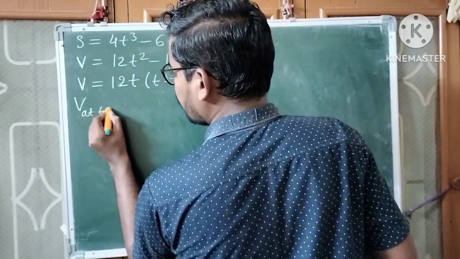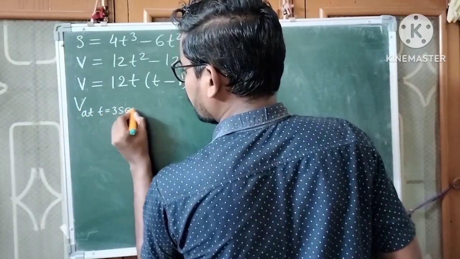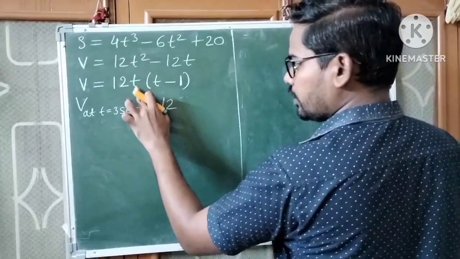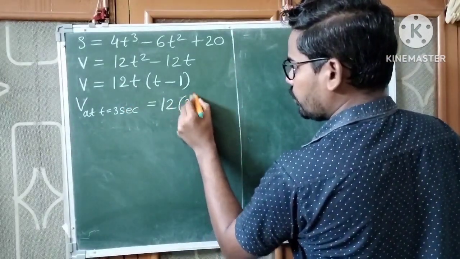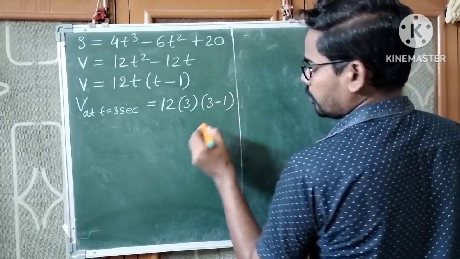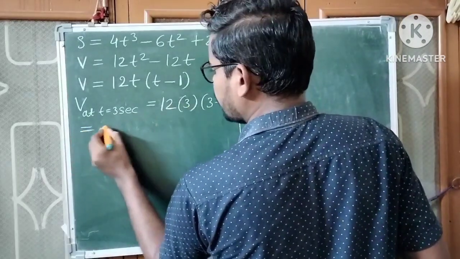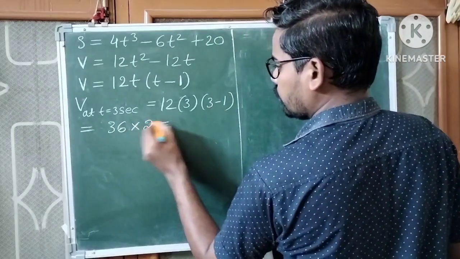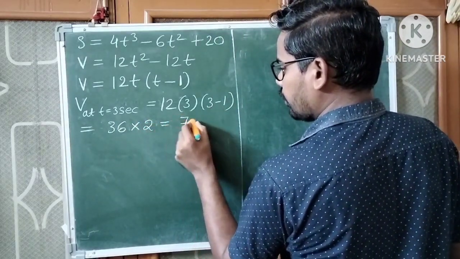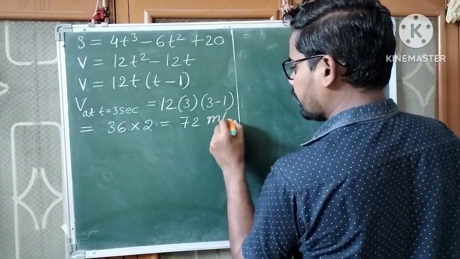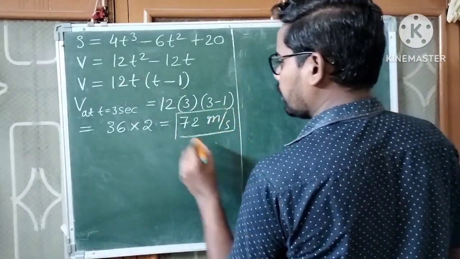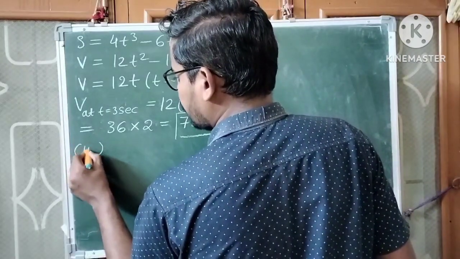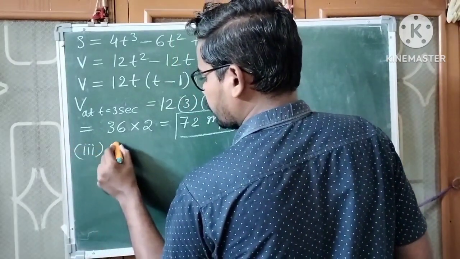Now the velocity at t is equal to 3 seconds. Velocity at t is equal to 3 seconds is equal to 12 into, put t is equal to 3 here, 12 into 3 into (3 minus 1). So 12 threes are 36, into 3 minus 1 is 2, so 36 twos are 72. 72 meters per second.